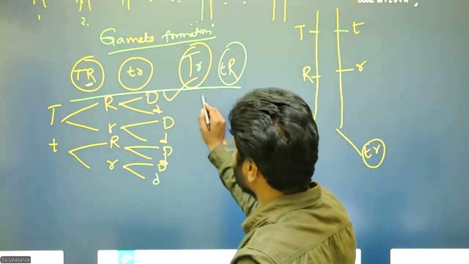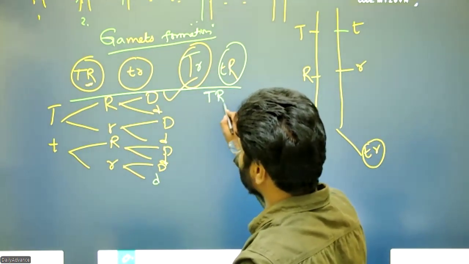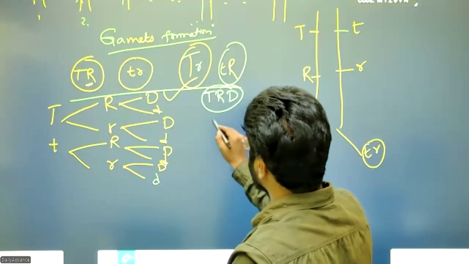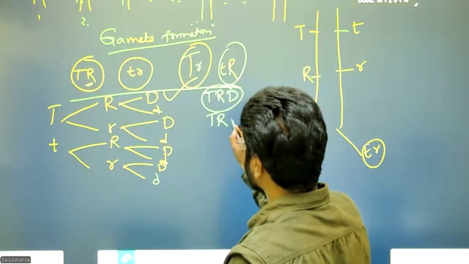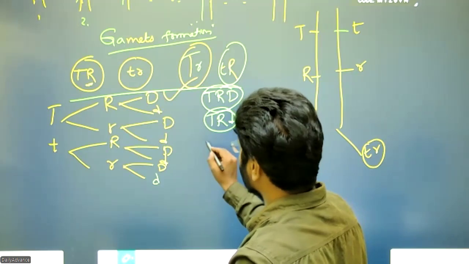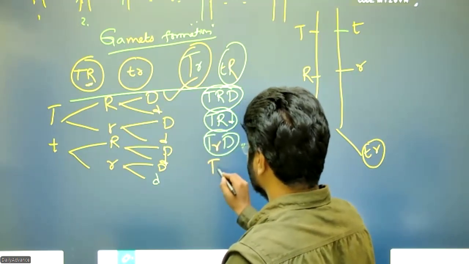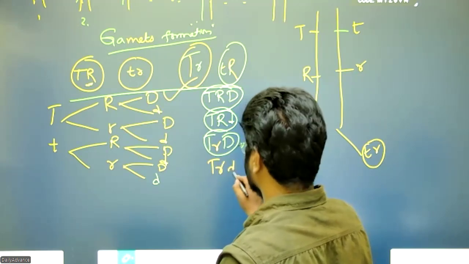So this is the gamete like capital T, R, D. Okay. So T, capital R, small d. Okay. T, small r, capital D. T, small r, small d.